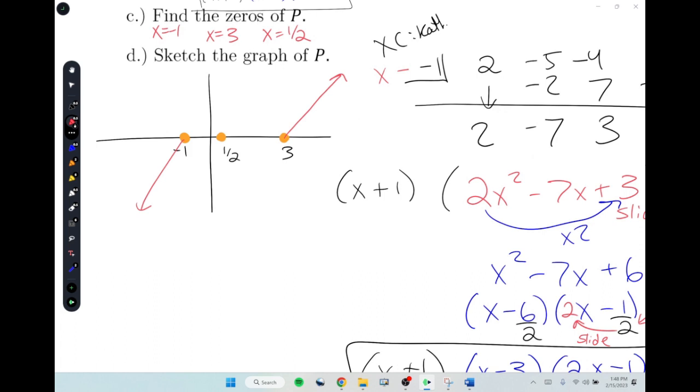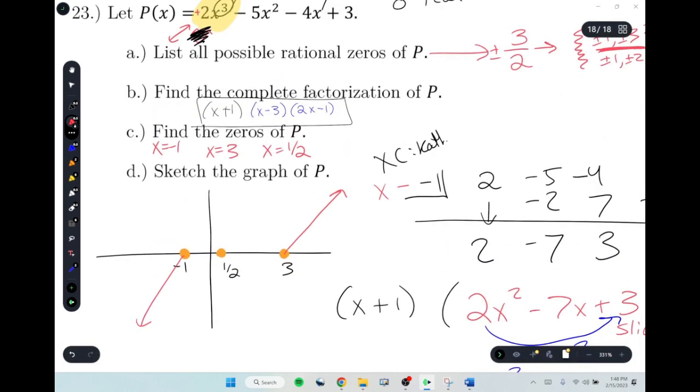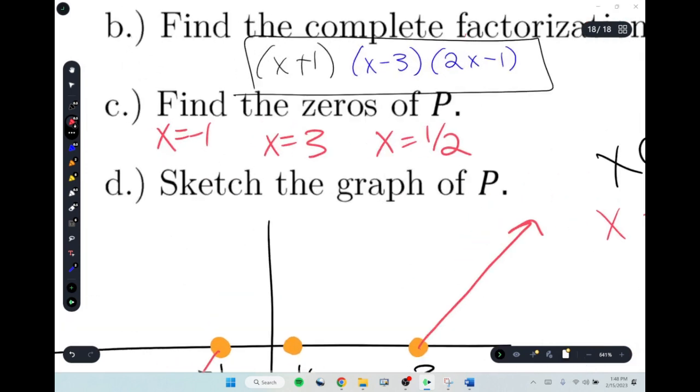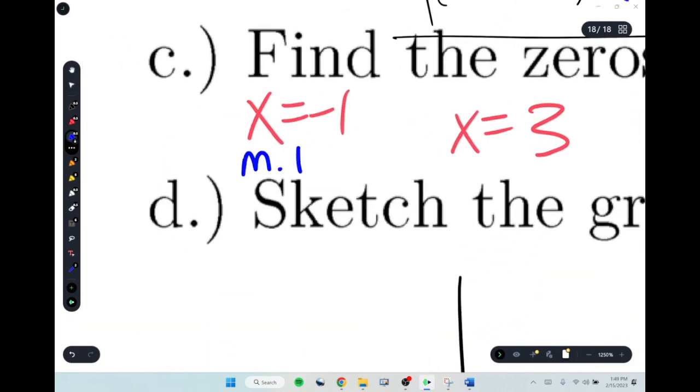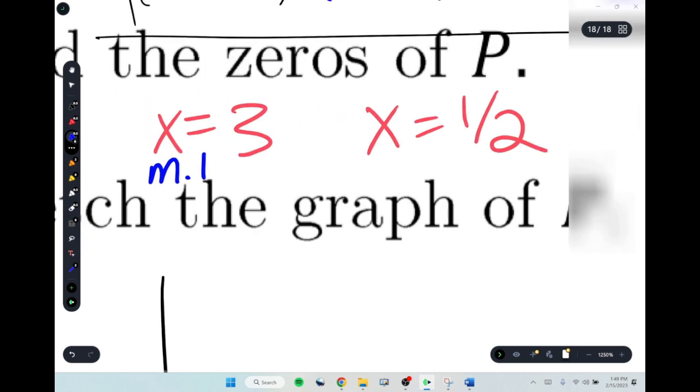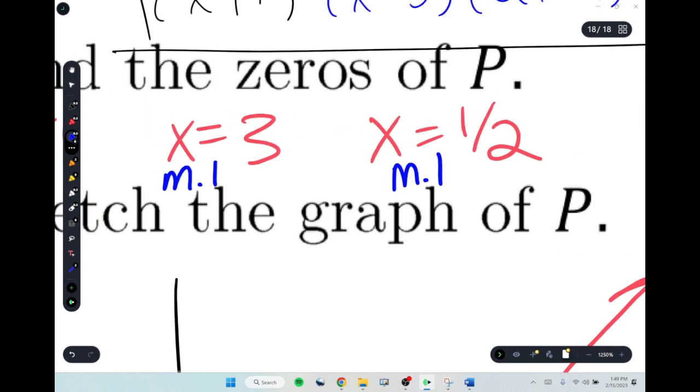Crossing or not has everything to do with how many times each solution occurred. We'll go back to those zeros. How many times did each zero occur? You see any exponents up there? Nope. Honestly, no exponents. So it's got to be a cross, cross, cross. Right? If you want to label that correctly, you would look at each of these and say m equals 1, m equals 1, m equals 1. What does m stand for?